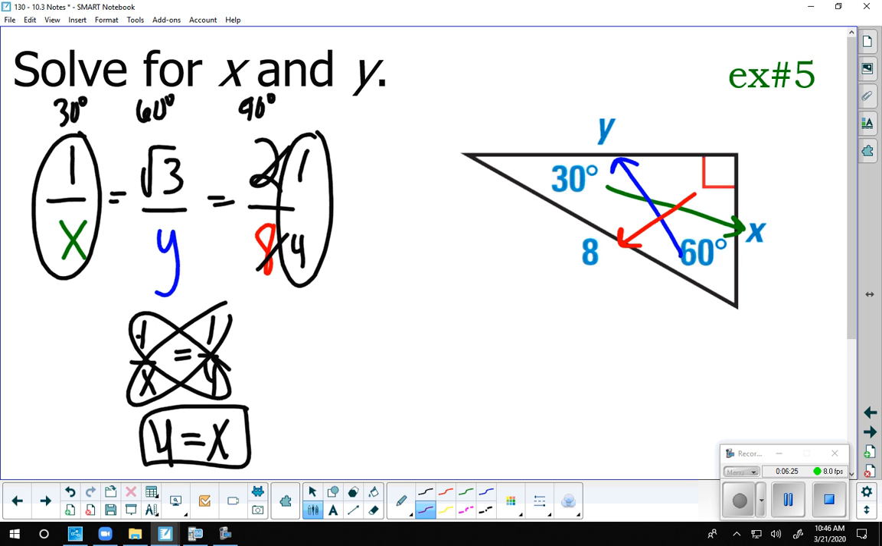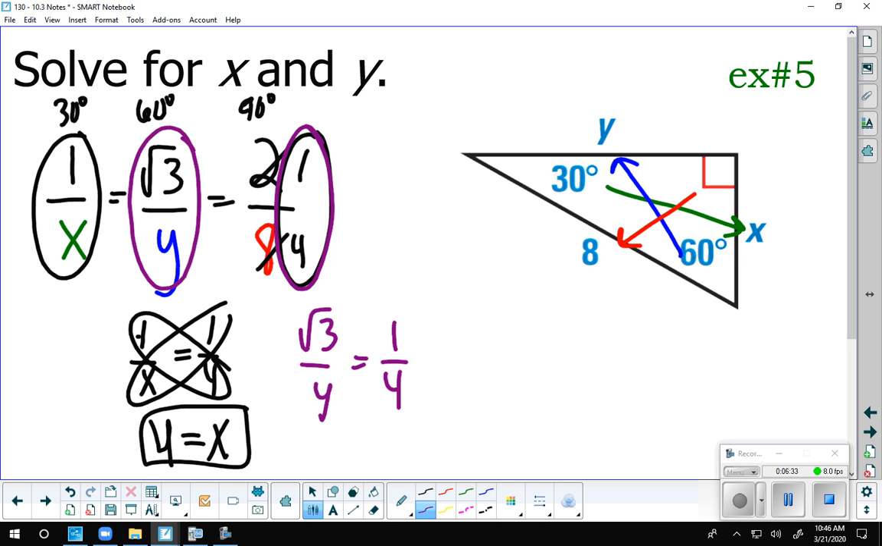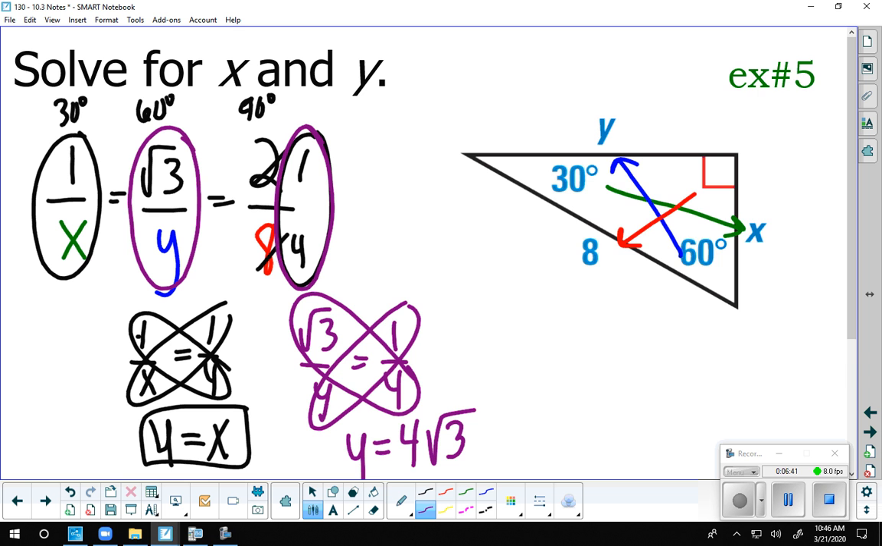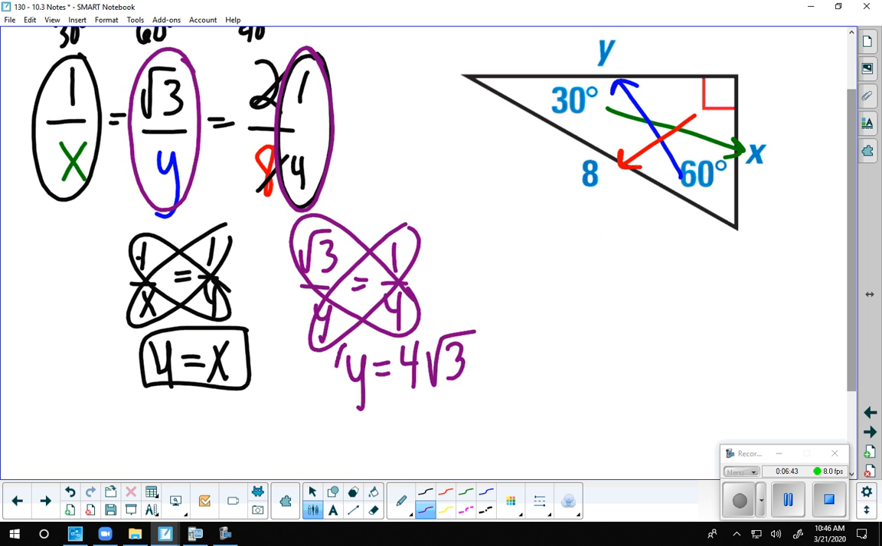And then now we need to find y. So I'm going to use square root of 3 over y equals 1 over 4. Cross multiply, y times 1 is y. 4 times the square root of 3, well 4 is on the outside, square root of 3 is on the inside, so we just get y equals 4 square root of 3.